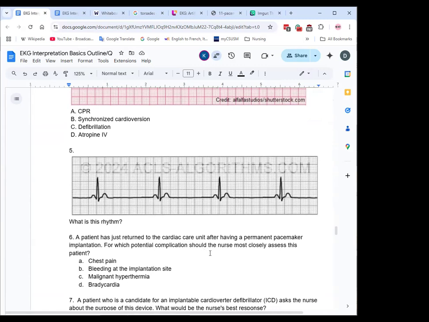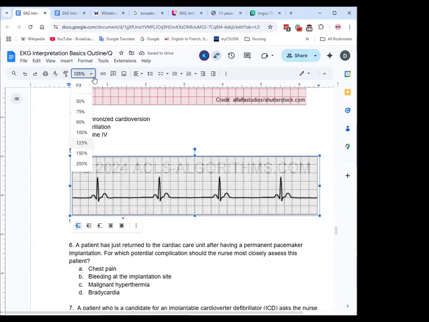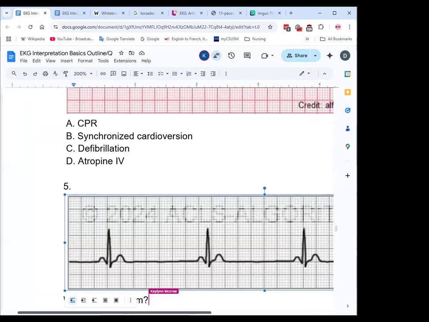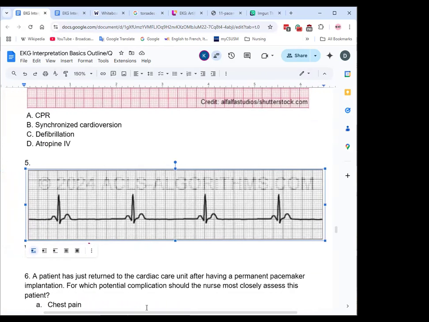I just put what is this rhythm? I just realized I didn't put anything else for that one. Why is it so close to number 6? I guess I was going through it today. I don't know what happened. Let me zoom in here. Boom. That zooms in a little too far. There you go.